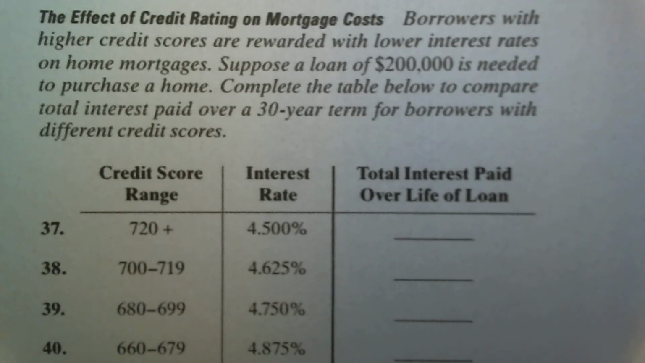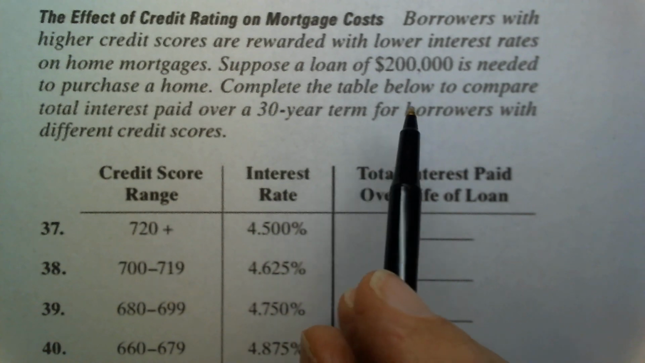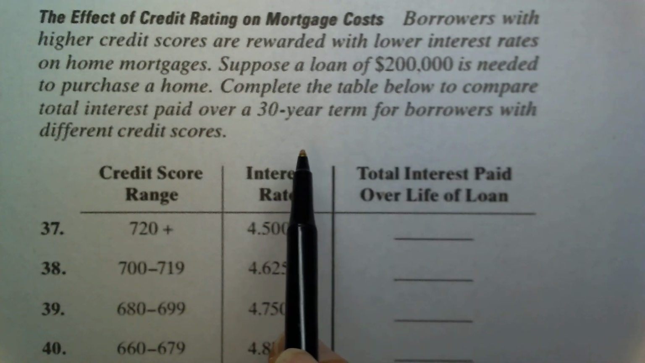As you probably know, credit scores are important, especially when you want to take out a mortgage. And it turns out that if you have a higher credit score over the life of a loan, you can really save a lot of money because you get better interest rates. So here's an example of a $200,000 loan over 30 years.